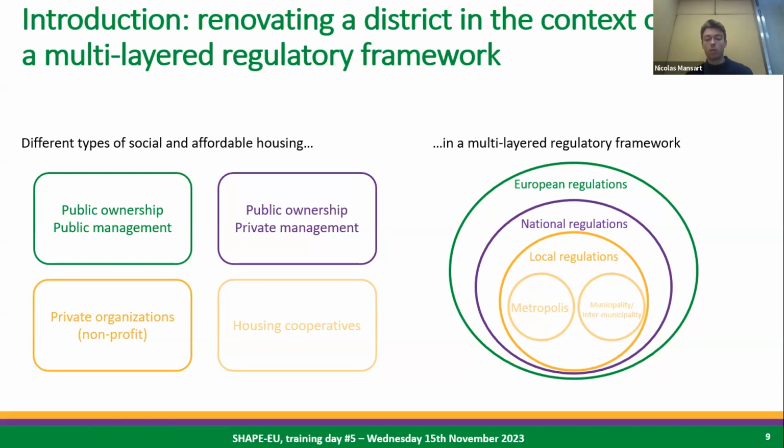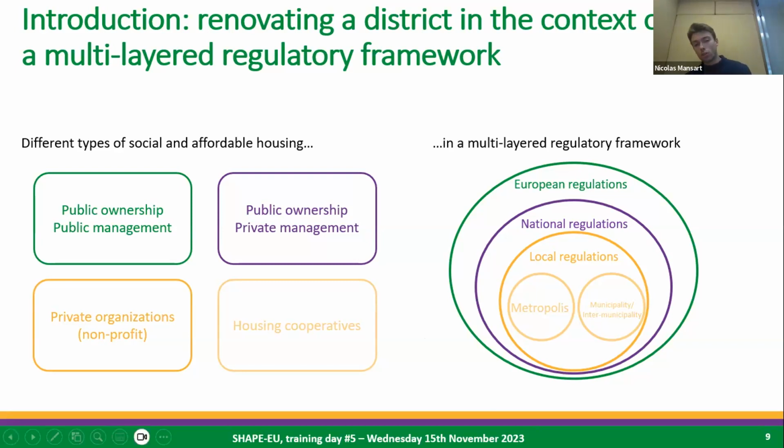And you can also find housing cooperatives that may have the land either on a leasehold or ownership basis, where the residents are not owners of the property but have the right to use it for a period of time, and that is usually long term. So that's the context of the different types of social and affordable housing organizations.